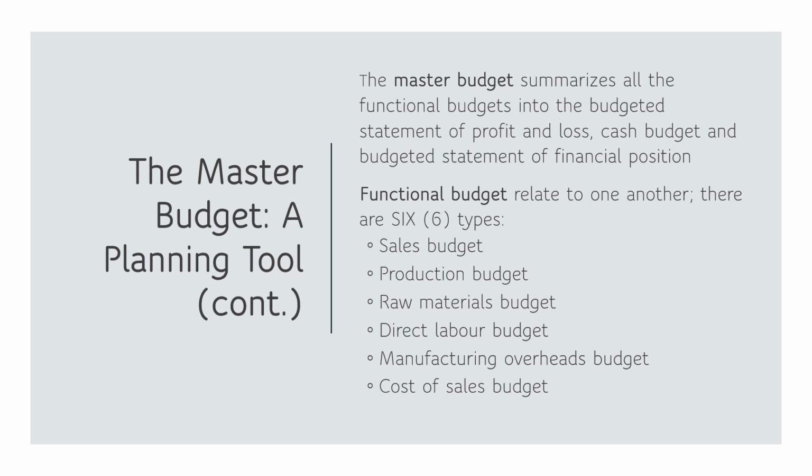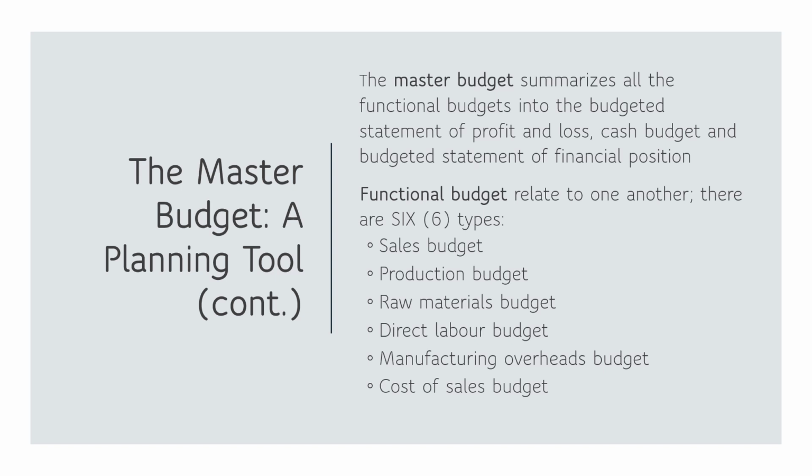And then the fourth one is the direct labor budget. So the direct labor actually is the labor cost. It estimates the labor hours and cost required for production. And then it also helps you to do staff planning. It helps in planning the workforce needed to meet the production goals.